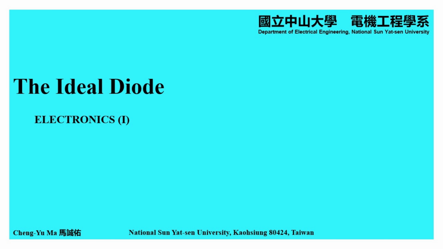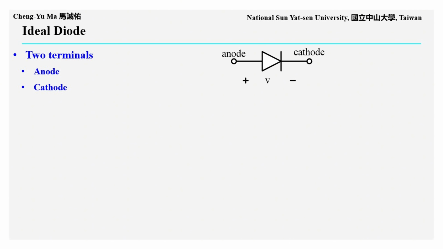Hello, everyone. In this section, we will introduce the characteristics of the ideal diode in Electronics 1. A diode is a two-terminal device. Its two terminals are called the anode and the cathode, as shown in the figure on the right.